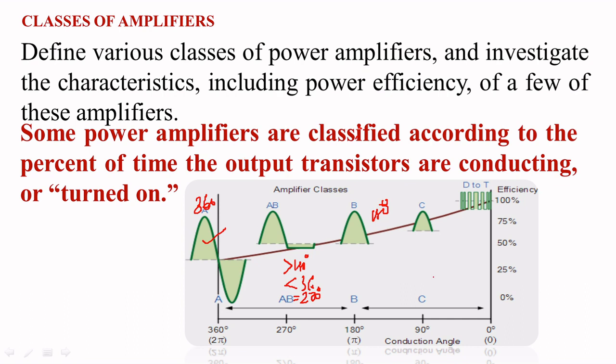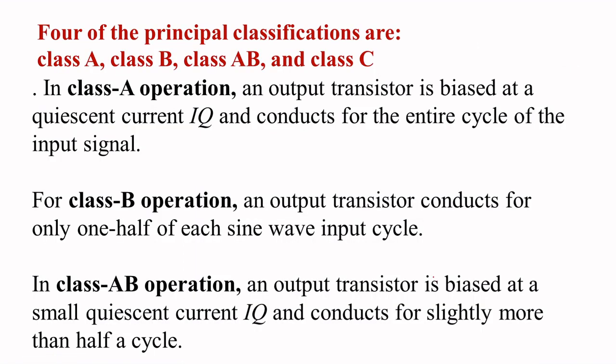You have other amplifiers also, class C and class D to T. Those will not come under the classification of amplifiers. Those will be used for some other tuning application and some switching application. We are not going to discuss those topics. We will be covering class A, class B and class AB. Here you can see class A will be working for 360 degrees, class B will work for 180 degrees, and class AB will work for 270 degrees. So you can understand very clearly.